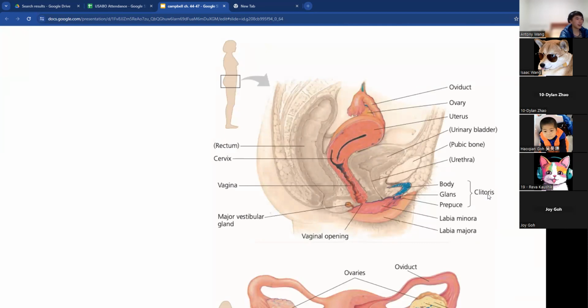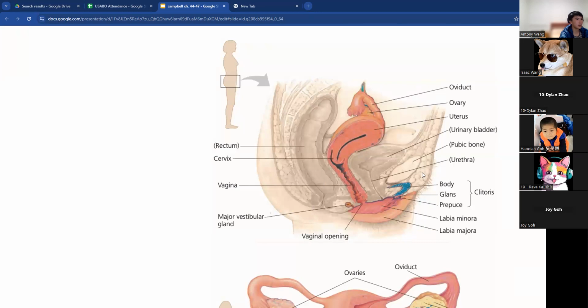So let's work our way in, I guess. You start off with the outer opening. You have the labia minora and majora. These are fatty folds of skin. You have the vaginal opening, the vagina, the cervix, just the outermost part of the uterus. You have the uterus itself, then the ovary and the oviduct.